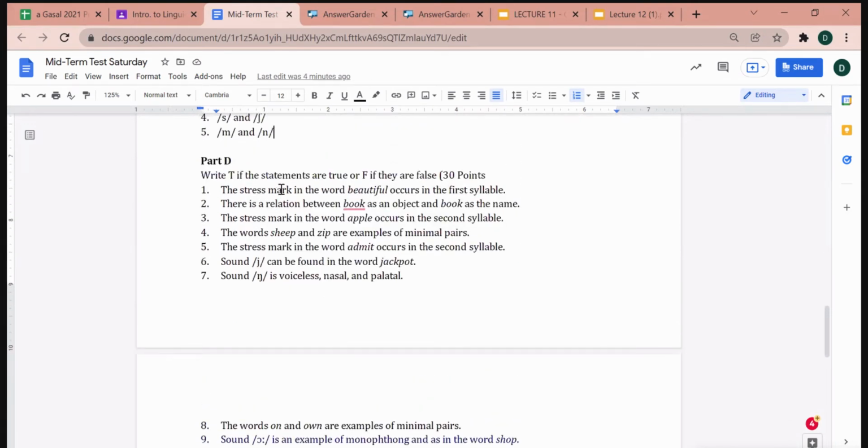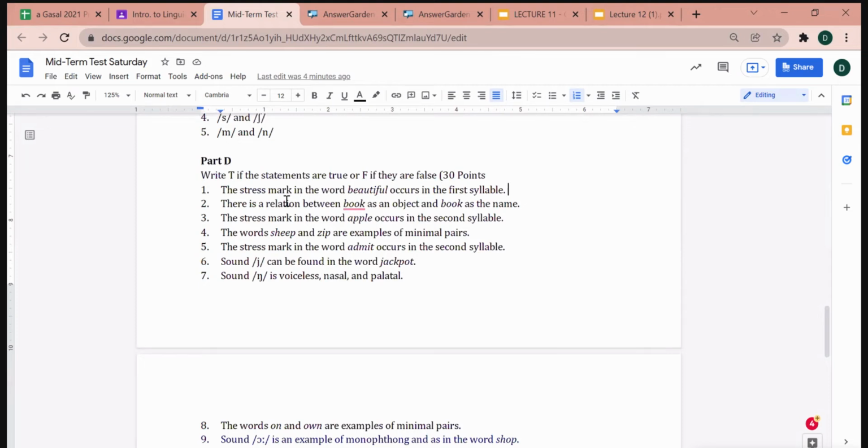Okay, number 1, the stress mark in the word beautiful occurs in the first syllable. True. Okay, betul. Why is this one true? Because it's an adjective. Good, excellent. Because this one is adjective and the stress mark occurs in the first syllable. So the way we pronounce this is beautiful.